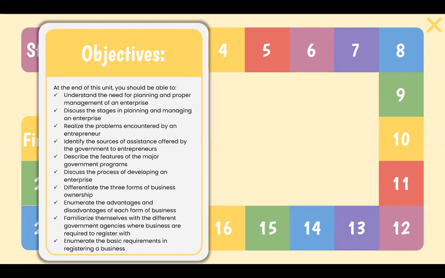At the end of this unit, you should be able to understand the need for planning and proper management of an enterprise, discuss the stages in planning and managing an enterprise, realize the problems encountered by an entrepreneur, identify the sources of assistance offered by the government to entrepreneurs, describe the features of the major government programs, discuss the process of developing an enterprise, differentiate the three forms of business ownership, enumerate the advantages and disadvantages of each form of business, familiarize yourself with the different government agencies where businesses are required to register, and enumerate the basic requirements in registering a business.